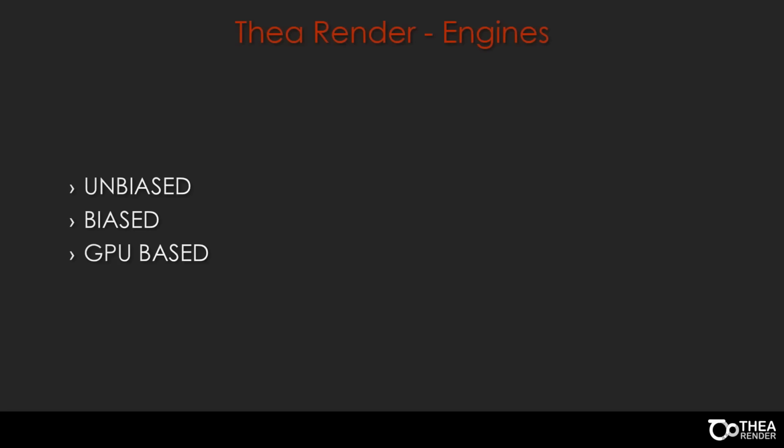Thea Render is an unbiased, biased, and GPU renderer. The unbiased engine is the state-of-the-art and highly optimized render engine. The biased solution is based on photon mapping and final gathering techniques, giving the user control of all the features at the expense of setup time. Now the GPU engine is called Thea Presto, and we will be mainly focusing on that. So let's see some more information about Thea Presto.